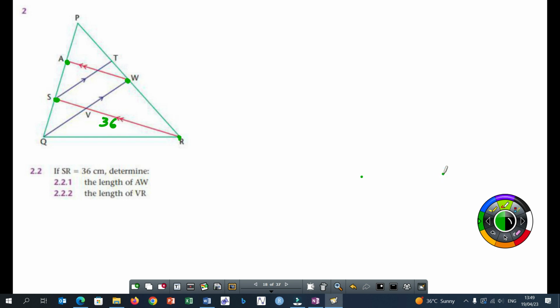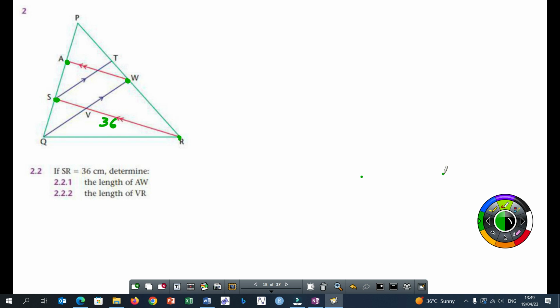Since yesterday we were able to determine that W is a midpoint, which means A is also a midpoint. Now for you to answer 2.2.1, you can use the midpoint theorem as your answer, right? Because in triangle PSR, AW is parallel to SR, but AW bisects PS and PR. So we can use our reason as the midpoint theorem now.